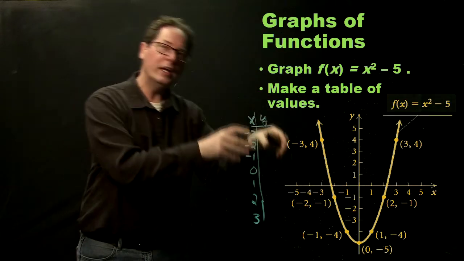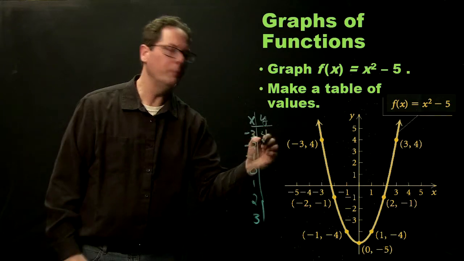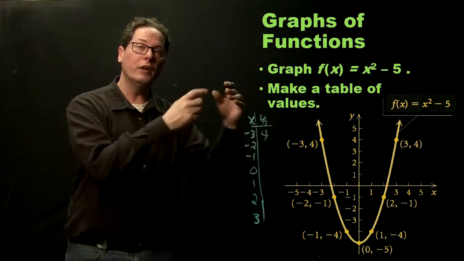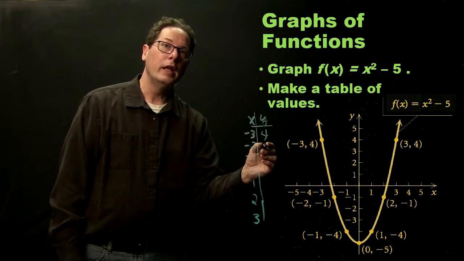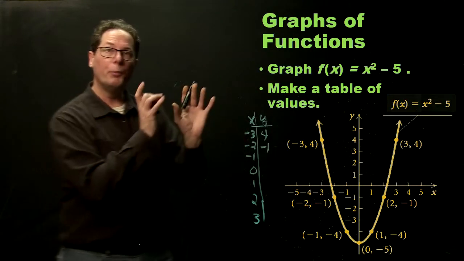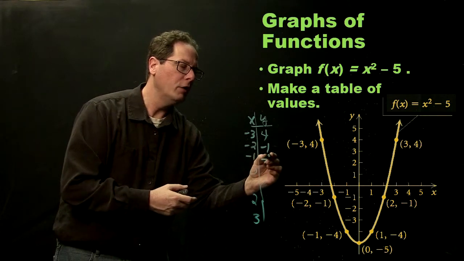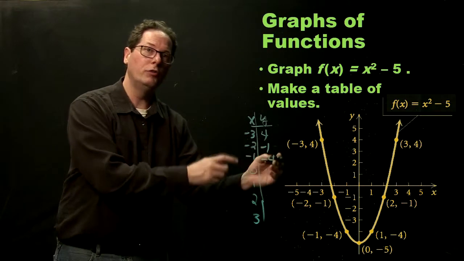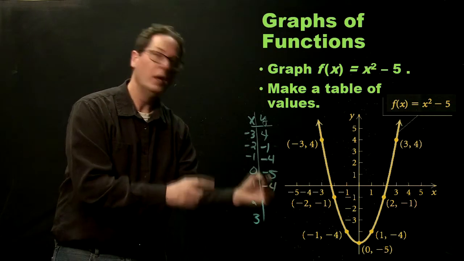So you put the -3 into the function. The -3 is squared, you get 9 minus 5 is 4. If you put in a -2, -2 squared is positive 4 minus 5 is a -1. And if you put in a -1, you square it, you get positive 1 minus 5 is -4. 0 takes you to -5. 1 takes you to -4.